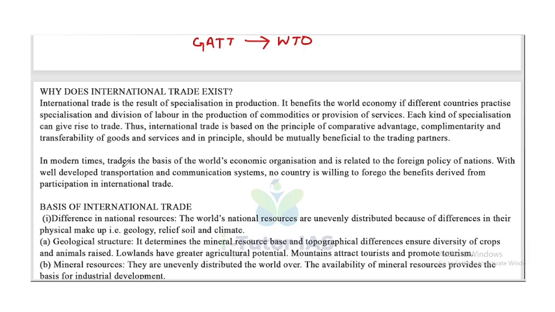In modern times, trade is the basis of the world's economic organization and is related to the foreign policy of nations. With well-developed transportation and communication systems, no country is willing to forego the benefits derived from participation in international trade. Now, basis of international trade. What are the bases of international trade?